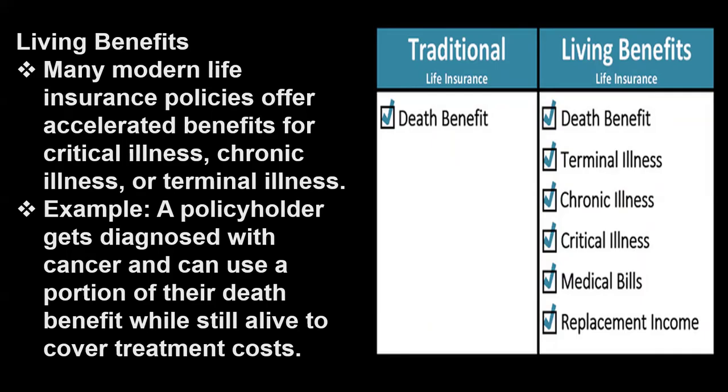Our grandparents, their parents, mostly died from things like heart attack, stroke, cancer. Many times we live through those, but they cause tremendous financial chaos. So many modern life insurance policies offer accelerated benefits for critical, chronic, and terminal illness. An example of this is you don't have to die, right? A policyholder gets diagnosed with cancer and can use that portion of their death benefit while they're still alive to cover treatment costs, and there are no stipulations on how that money is spent. They can do whatever they want.